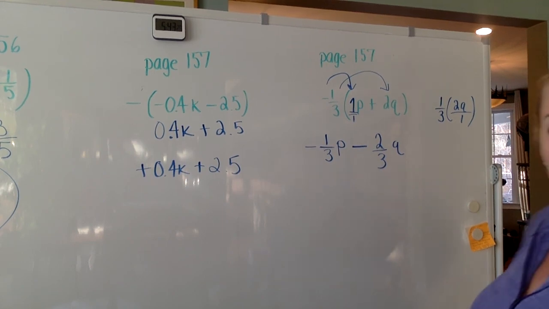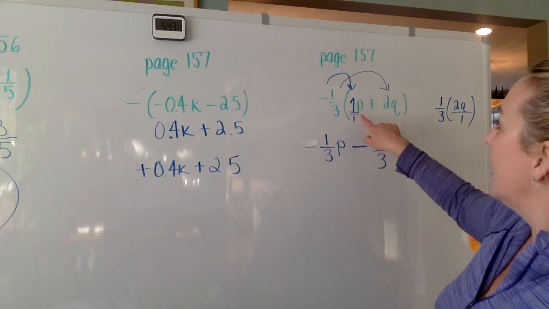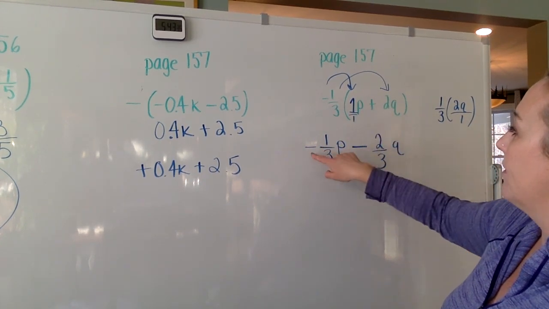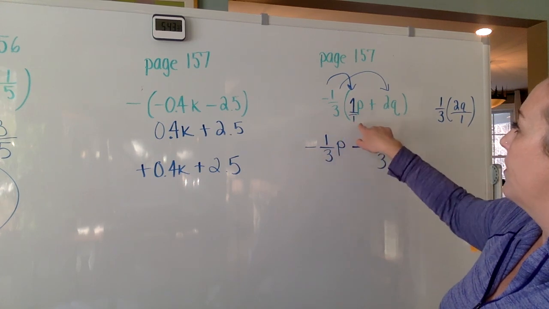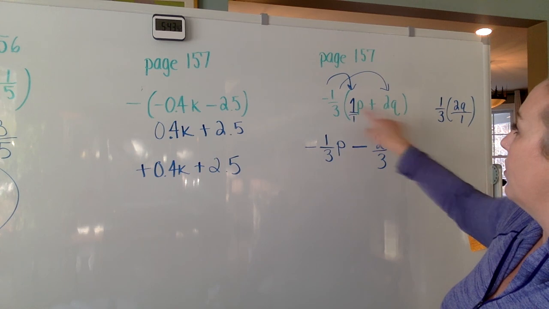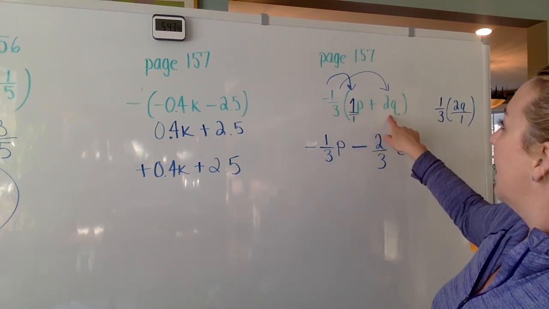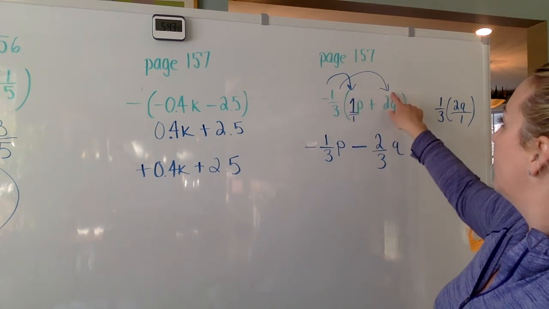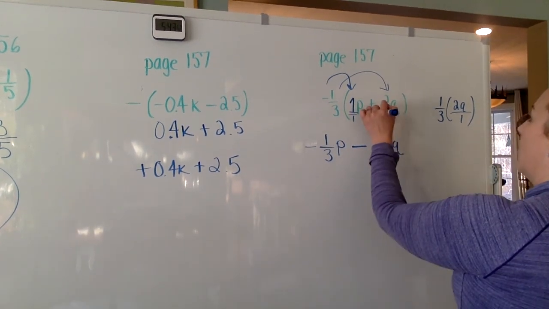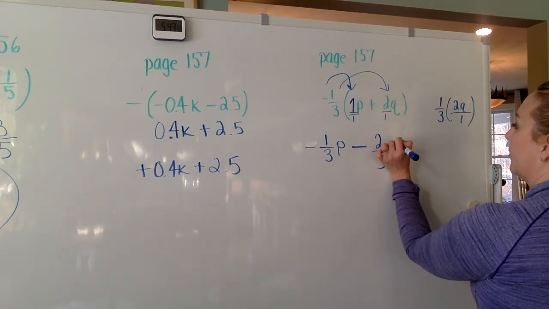Make sense? Does that make sense to everybody what we did here? Negative 1/3 times positive P. Negative times a positive is a negative. 1/3 times 1 is 1/3. Negative 1/3 times positive 2Q. Negative times a positive is a negative. 1/3 times 2Q. 1 times 2 in the numerator is 2. 3 times 1 in the denominator is 3. And then we don't want to forget our variable Q.